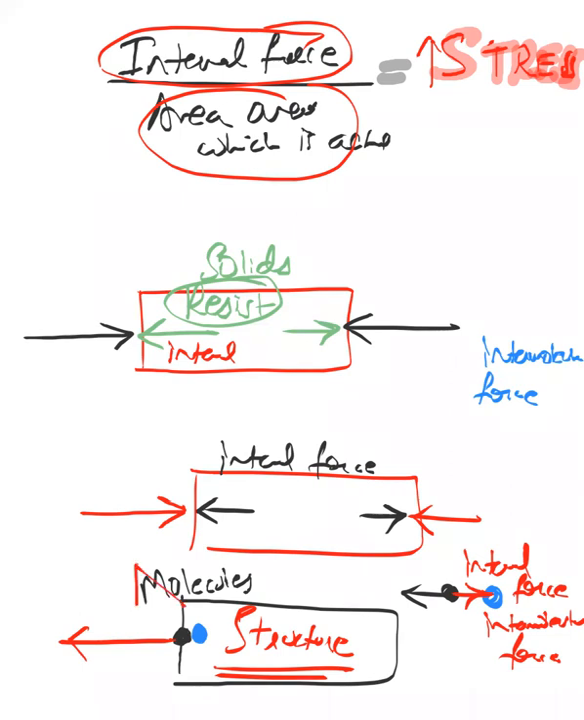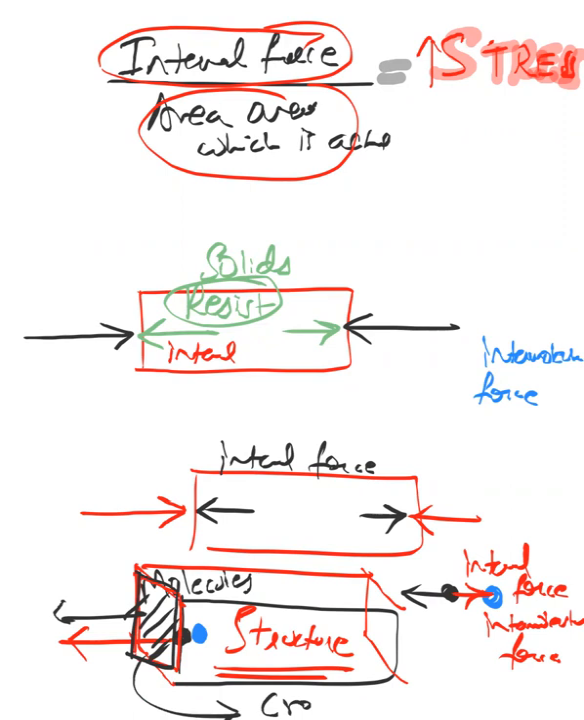Suppose this object is like that, this is the area of the object, it's a cuboid kind of object. So we are talking about this area over which the force is acting. This area is called the cross-sectional area. So this is called stress.